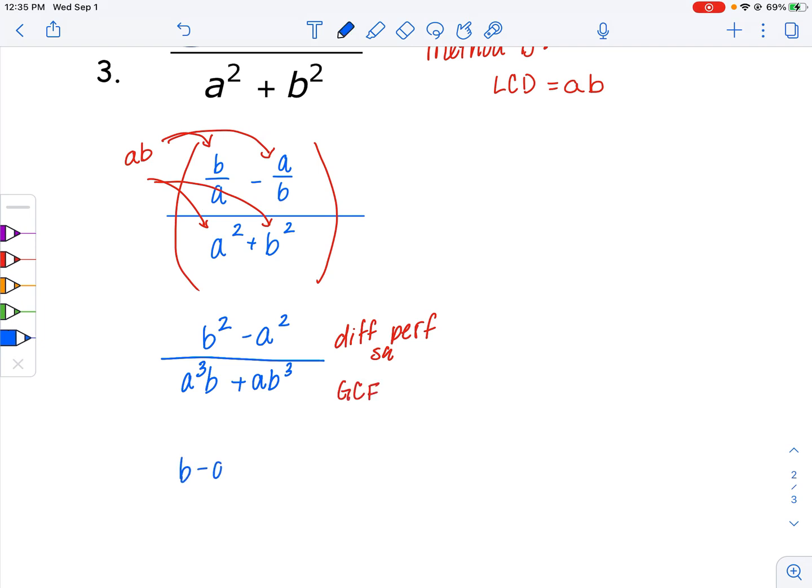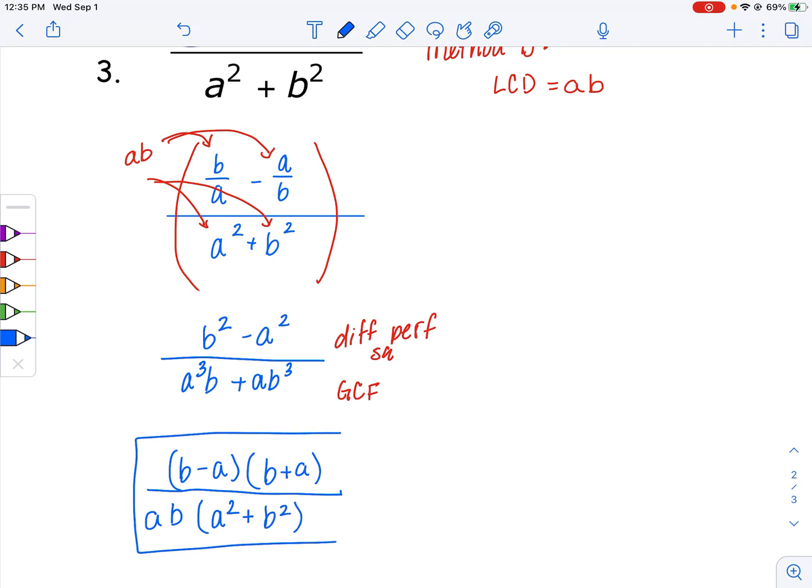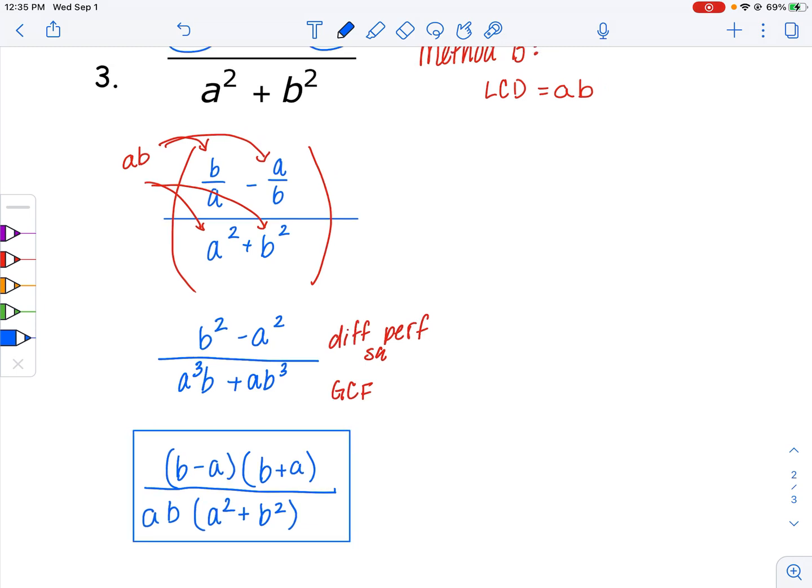So you'll get b minus a on the top, b plus a on the top. On the bottom, you can take out a common a and b, leaving you with a squared plus b squared. You cannot simplify anymore. There's no such thing as a sum of perfect squares. Nothing cancels, so you're done here.